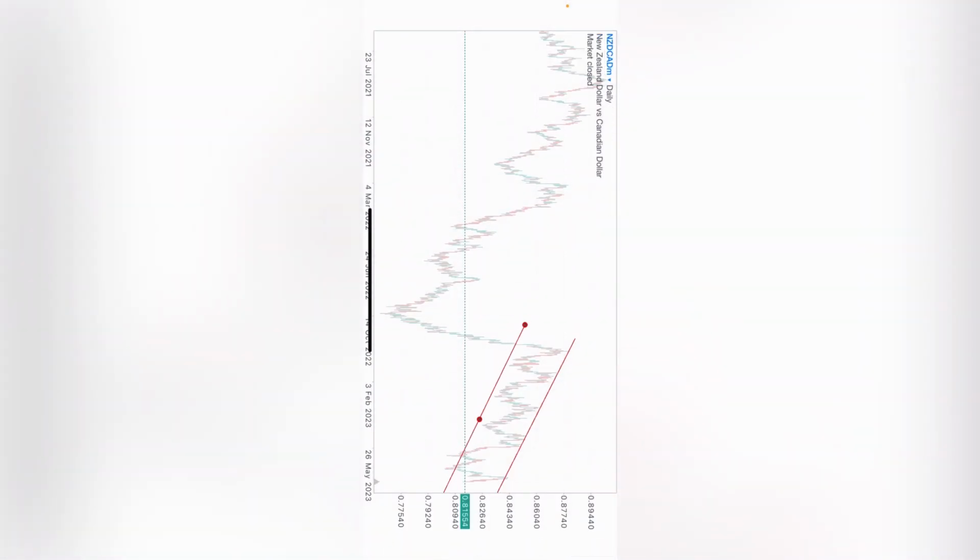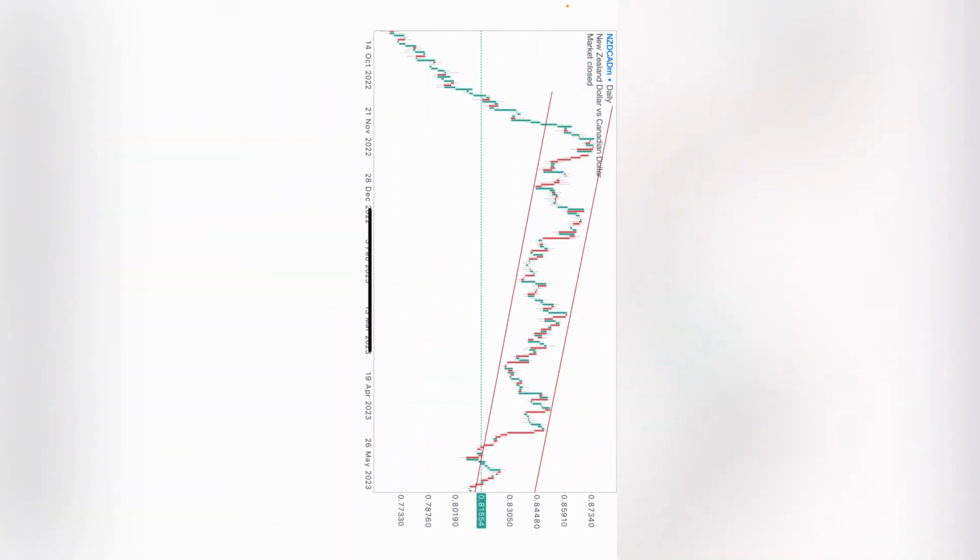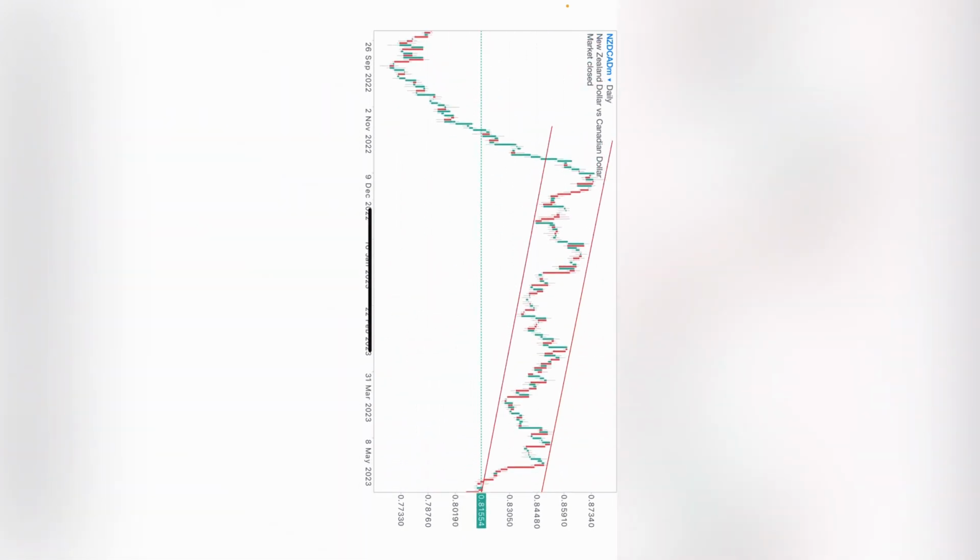As you can see here, we have a clean channel here. If you are going to be taking your sell entry or buy entry using channel chart patterns, you need to be very careful. If you don't want to lose your money, you need to be very careful.